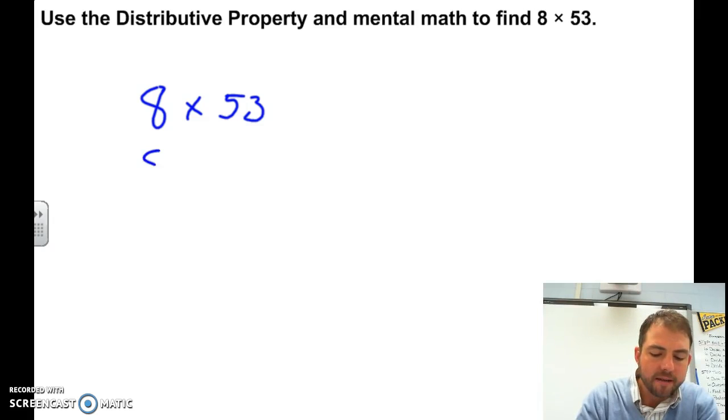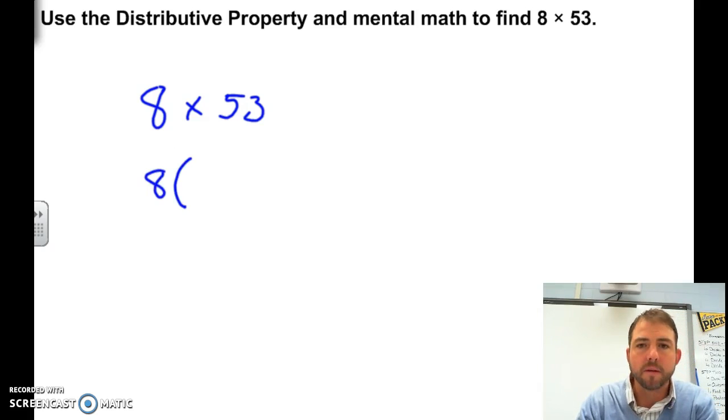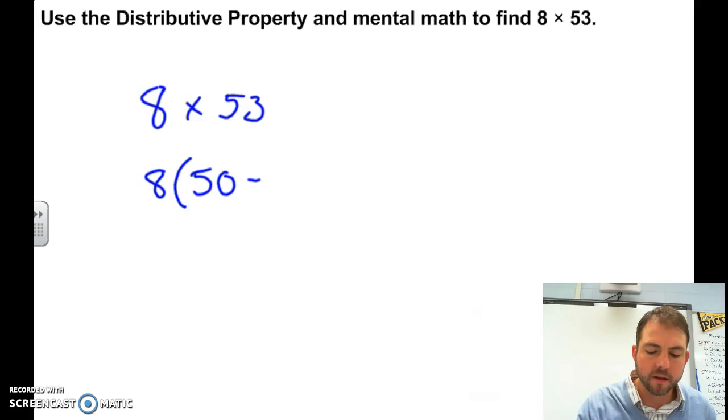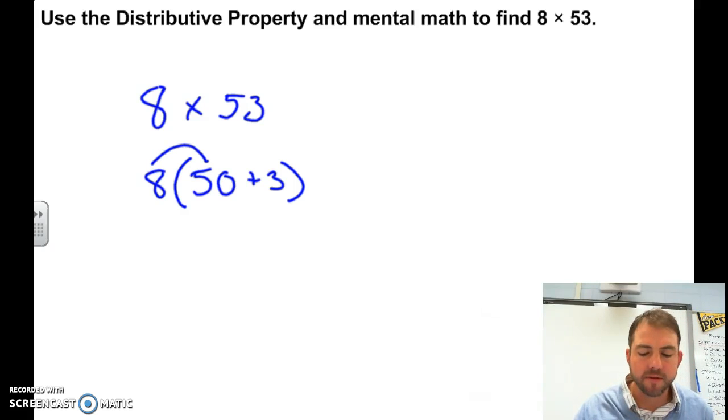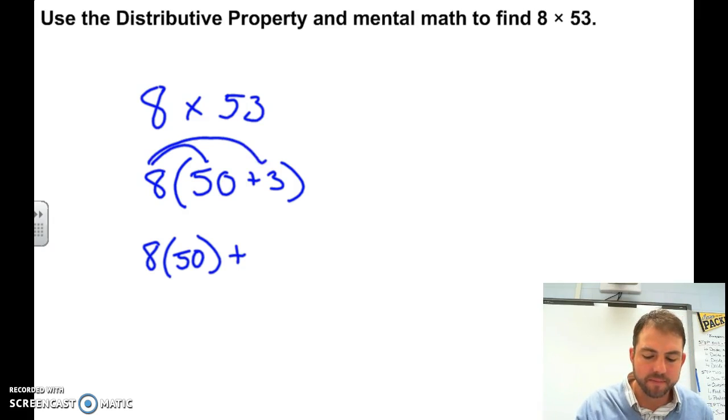So if I take 8 times 53, let's write it a little bit differently here. 8 times, and we know that parentheses refer to multiplication, 50 plus 3. Now what we do in mental math is we would then multiply 8 times 50. 8 times 50, I'm going to write right here. And then we're going to also add 8 times 3.